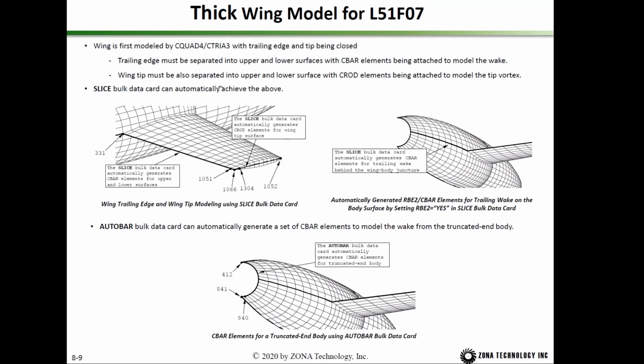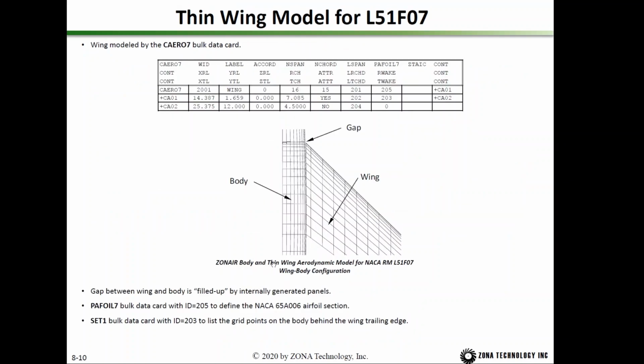This is one example we call L51F07, and this is a so-called thick wing model. We use the SLICE card to slice the wing trailing edge and the wing tip, and we put CROD elements along here, CBAR elements along the trailing edge. Then we generate RBE2, and we use AUTOBAR to place the CBAR elements around the end of the body. We also model the wing using the thin wing approach.